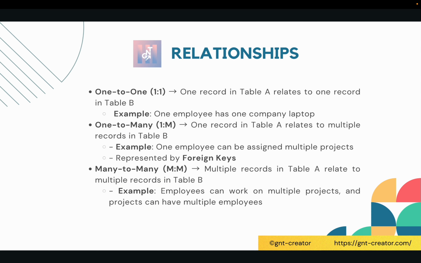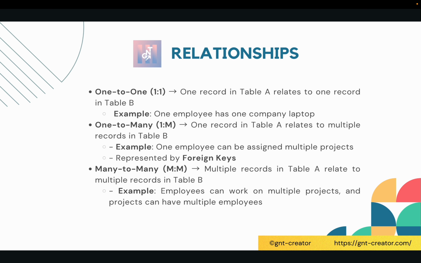Let's understand relationships in SQL. There are 3 types of relationships in a relational database. First one is one-to-one. It means one record in a table A relates to one record in a table B. For example, one employee has one company laptop.